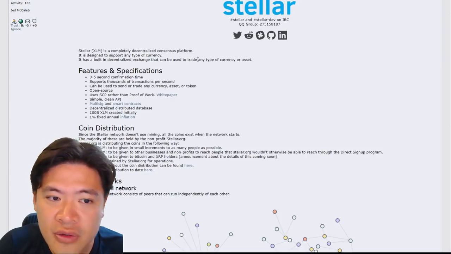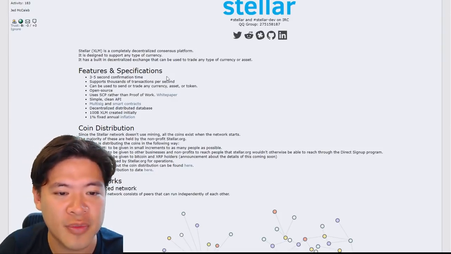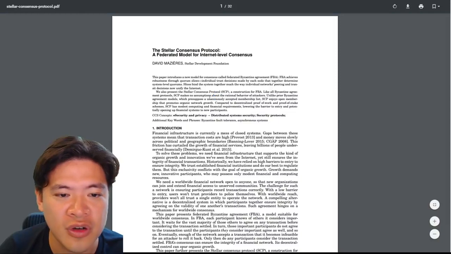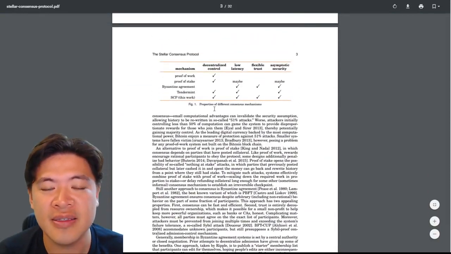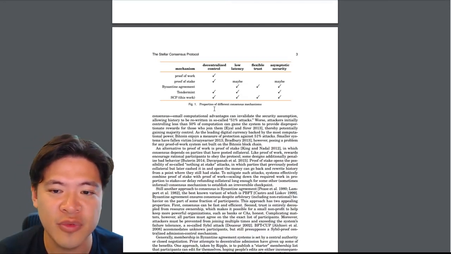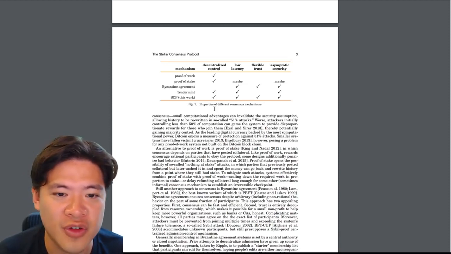So it doesn't use mining, it's not mineable. All the Stellar Lumens are created from the start, and if you look at their white paper, what they're trying to claim is that this kind of protocol mechanism is better than Bitcoin, mostly because it still keeps its decentralization, but it has low latency, flexible trust, and better security. Of course, not everyone believes this, so this is a kind of one-sided part of their white paper.